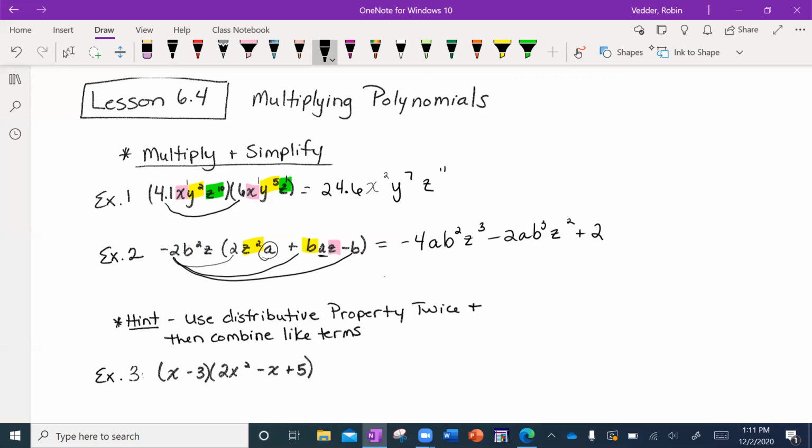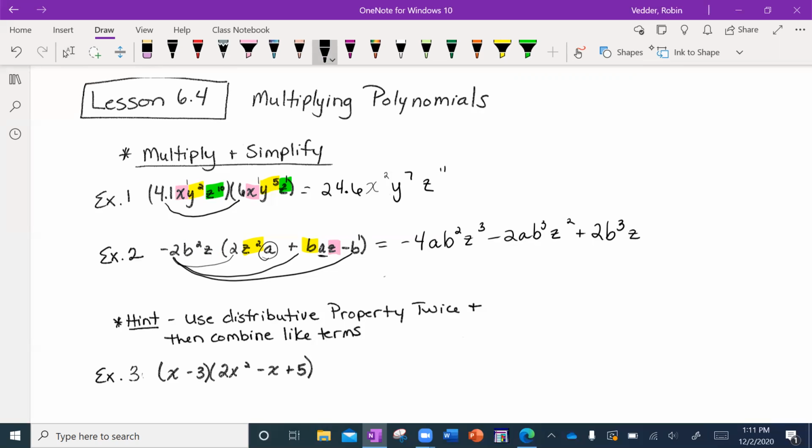Now we go ahead and do our variables. The first variable is going to be a b. There's no a's, so going in alphabetical order, we have b to the first times b to the second. 2 plus 1 gives us b to the third, and then we just have a z. So I'm going to write 2b to the third z.